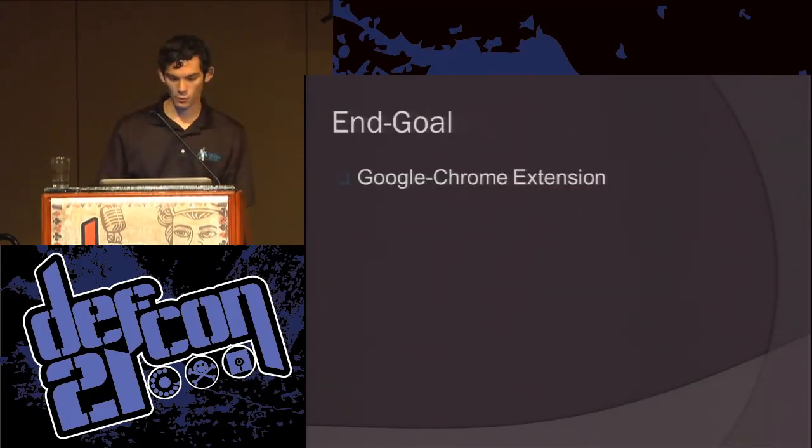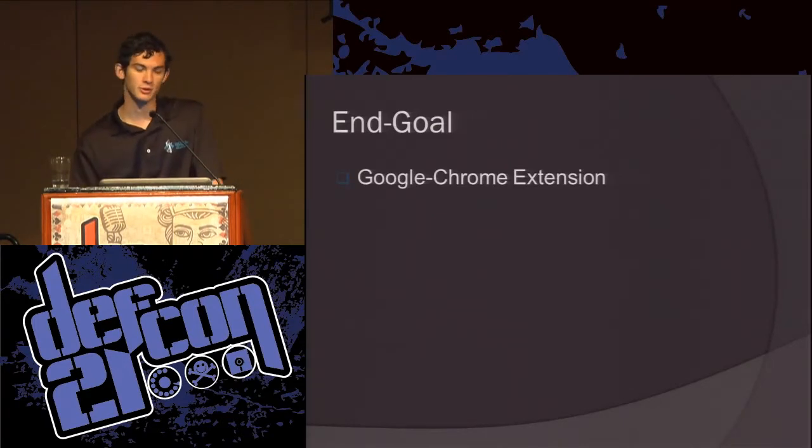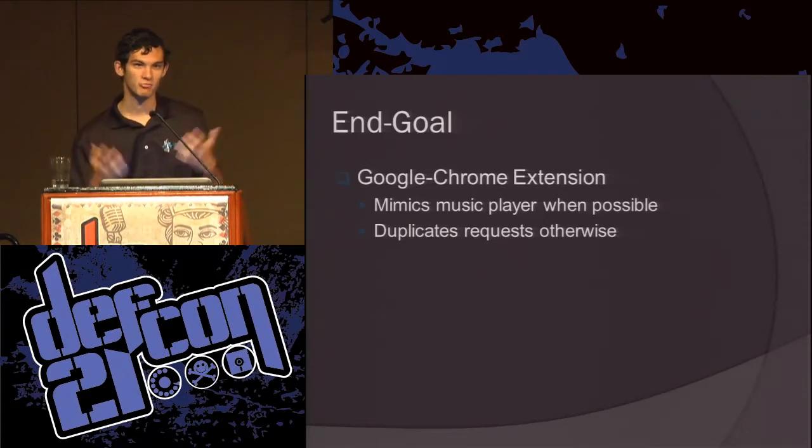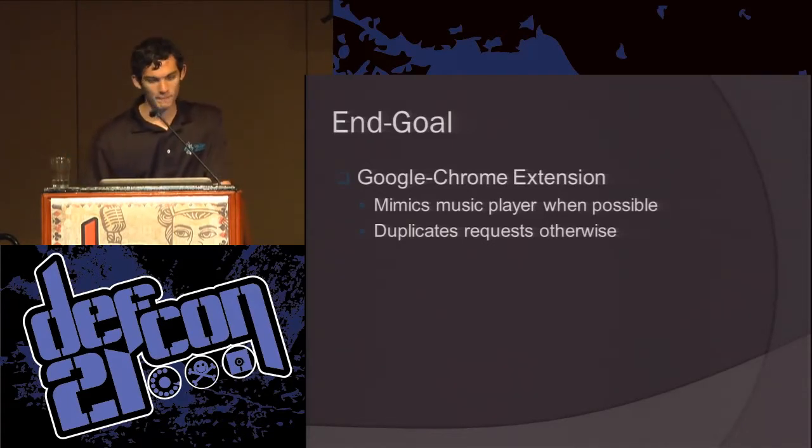So the end goal. Originally I had planned to release a Google Chrome extension which would have all the different exploits which I'm going to show you. The way this would work is that it would mimic the music player whenever possible, whenever I was smart enough to figure out how to reverse engineer the code and generate the requests the way they did. Otherwise, I would just log whenever I saw some MP3 flying by, look at the syntax and match that syntax, and every time something that matches that syntax flies by, I can go get that song. The end result is that you have something that sits in the background, and every time you listen to a song, you can download it. But I'm not going to be releasing that.